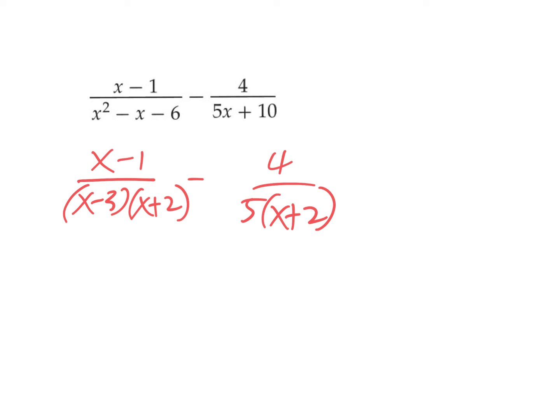Okay? Now, once it's all factored out, I have to look at my loners. I have to look at my groups. In this case, there's only one loner, which means it needs to be a part of the denominator. So my common denominator is going to have a 5.